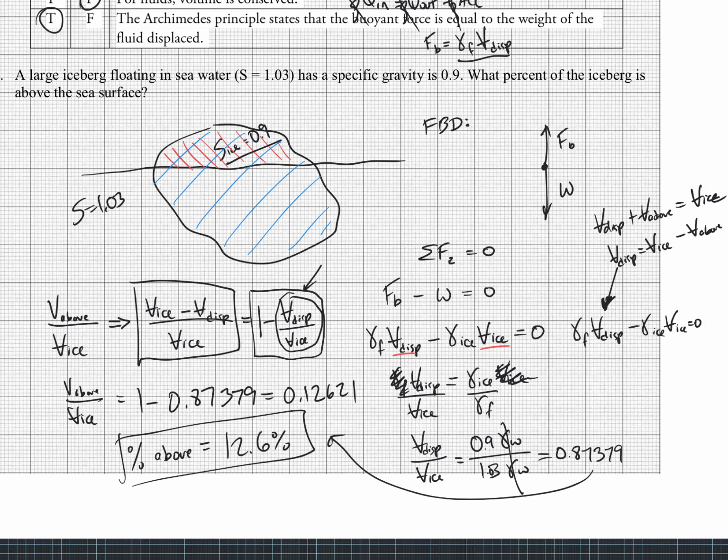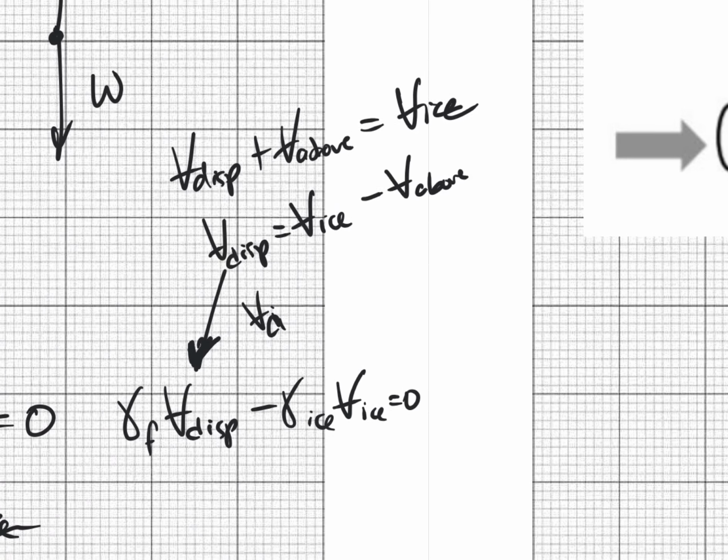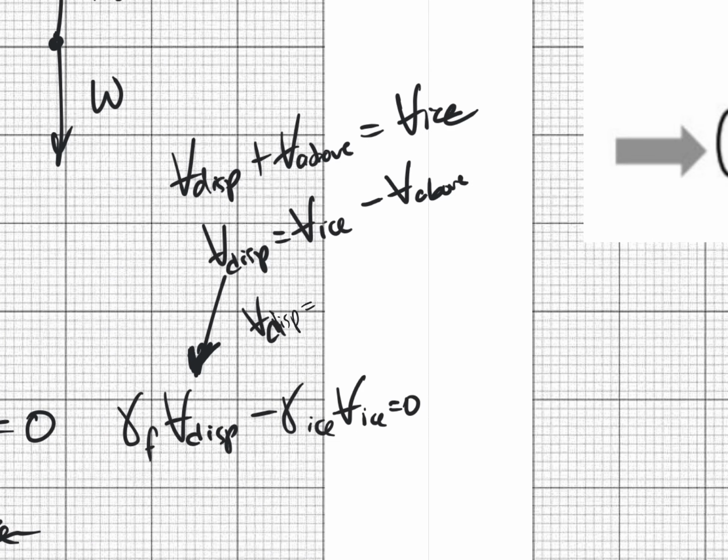Okay. And then I could say, okay, well, V disp, let me zoom in over here. The volume displaced equals the volume of ice minus some number, which I'm just going to call F. So that'll be the fraction above times the total volume of ice. Okay, and this then is what I'm going to be looking for. That's what I'm going to solve for, that fraction. And then I'll have to multiply by 100%. But what we'll do is we'll say volume displaced equals 1 minus F above times the volume of ice.